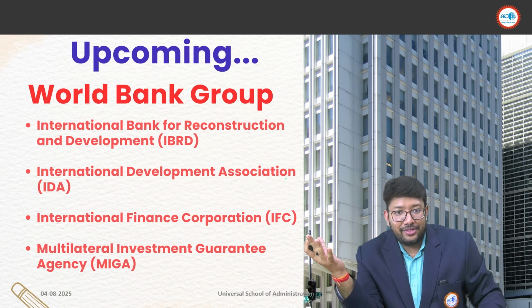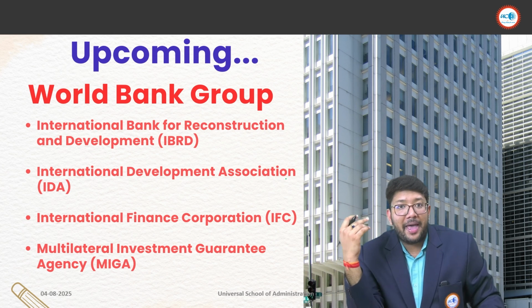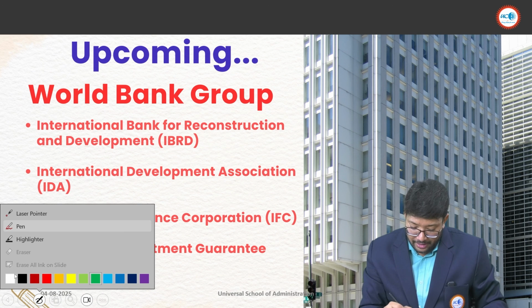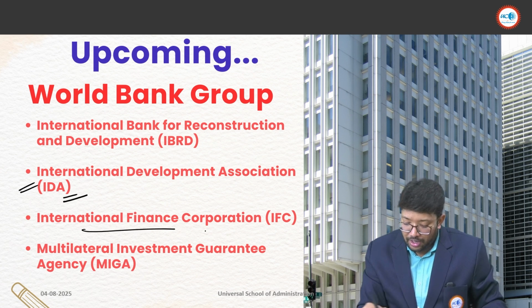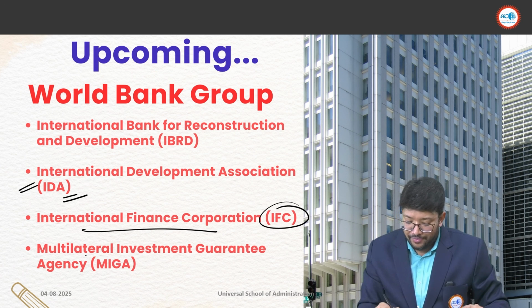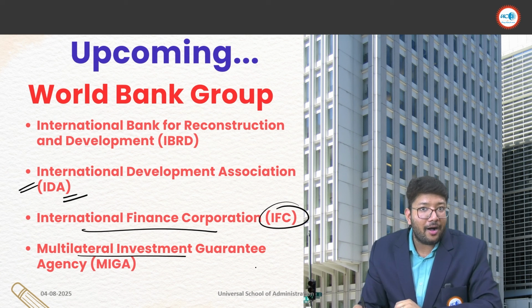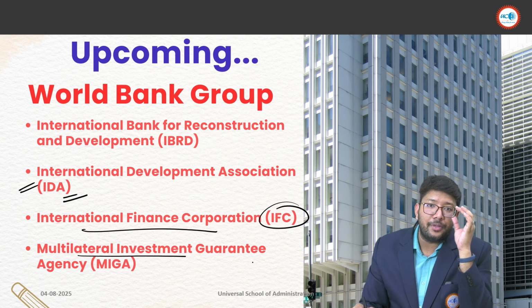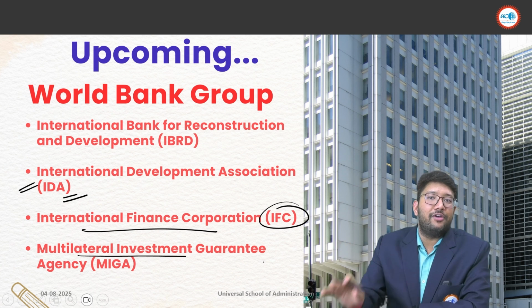I am planning to do the World Bank Group next. I will talk about the International Bank for Reconstruction and Development. We will talk about the International Development Association, IDA, the International Finance Corporation, IFC, and the Multilateral Investment Guarantee Agency, MIGA. These are the World Bank Group. The way we have taken the United Nations system group, now we will take the World Bank Group.